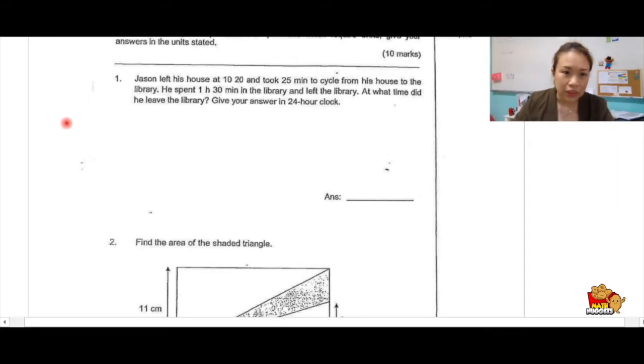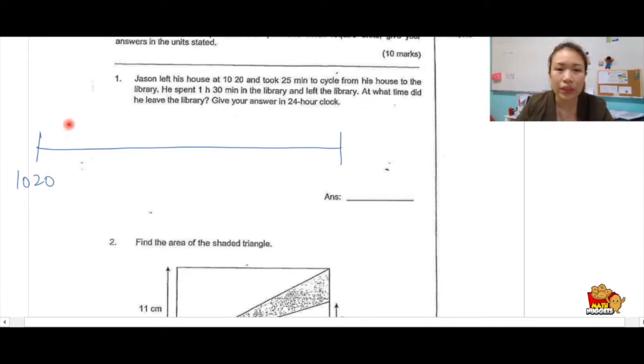So for question 1 is time. So let's draw the timeline. Jason left his house at 10:20. He took 25 minutes, so let's count 25 minutes. 25 minutes later, that's 10:45.